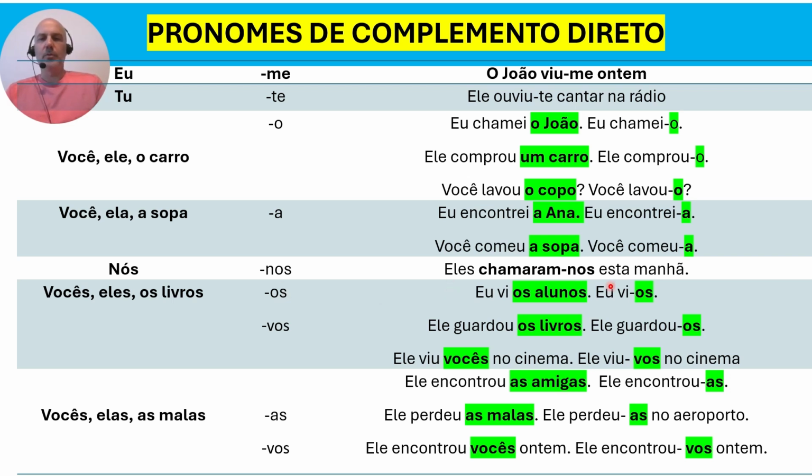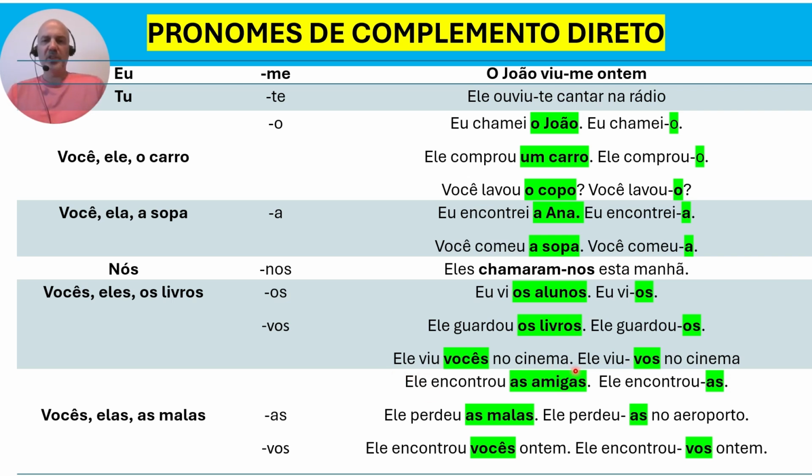Now the example for nos. Eles chamaram-nos esta manhã. So they called us. So this nos stands for us. Esta manhã, this morning. Now an example for os. Eu vi os alunos. So I saw the students. You'd say I saw them. So this os stands for them. Ele guardou os livros. Ele guardou os. So this os stands for os livros. Guardar, by the way, is like to keep, to store.